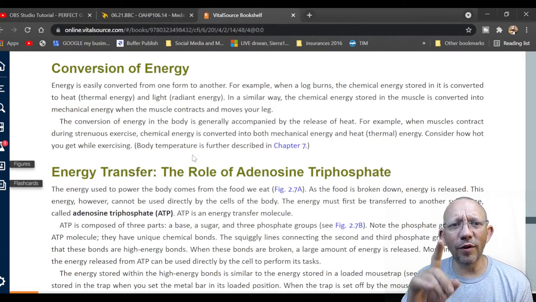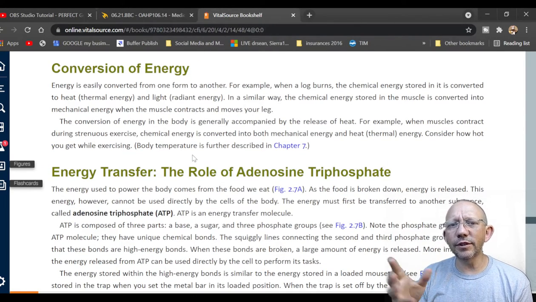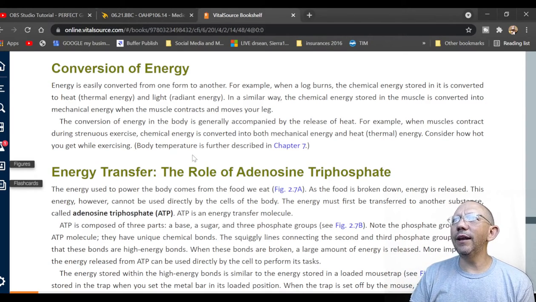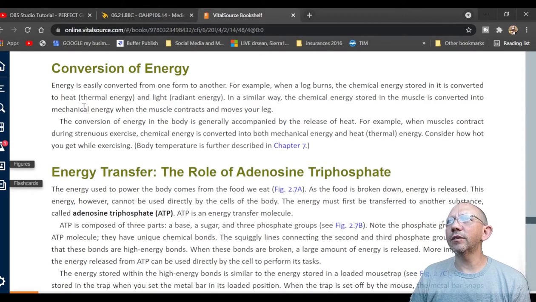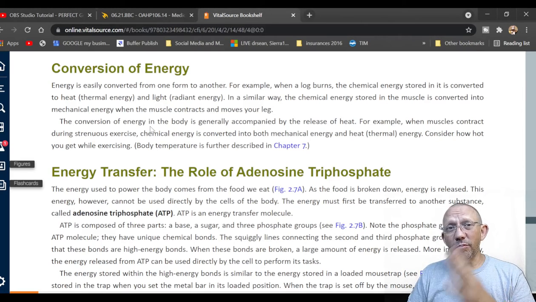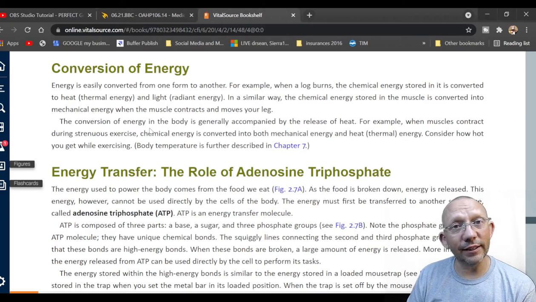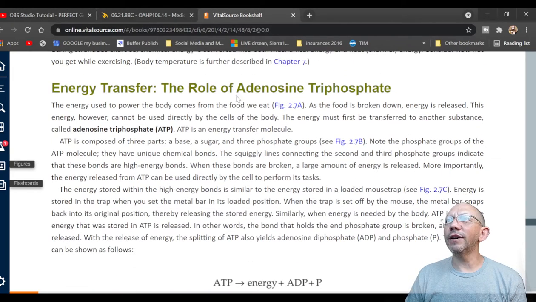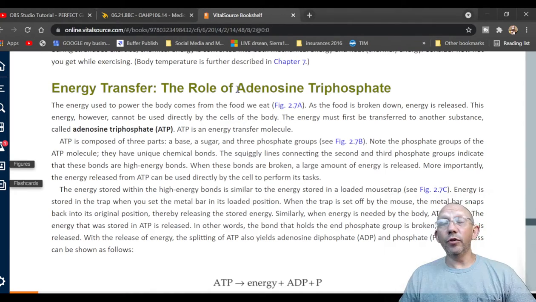Energy is converted from one form to another. When a log burns, stored chemical energy is converted to heat energy, and radiant energy too, right? Because of light. That's a conversion. So energy does change over from one form to another, but it takes a process, and usually it takes some kind of catalyst, right? Fire. Energy transfer, the role of adenosine triphosphate. So adenosine triphosphate, also called ATP, you're going to see that a lot.